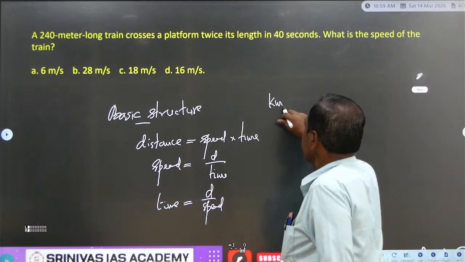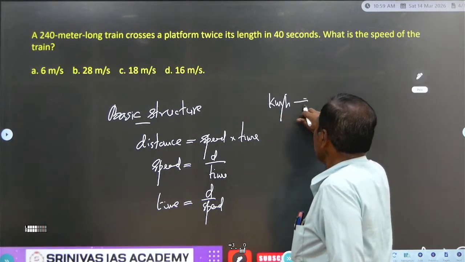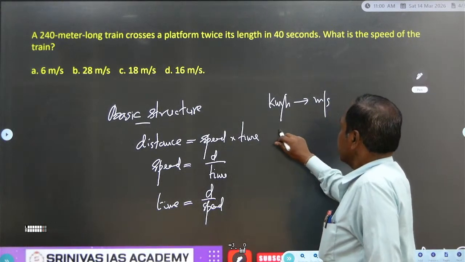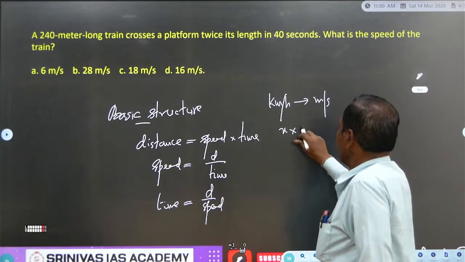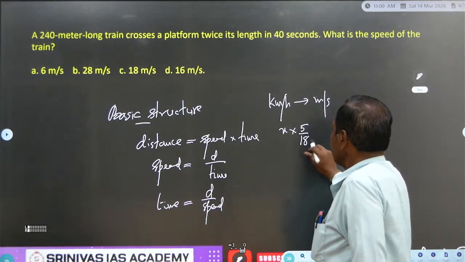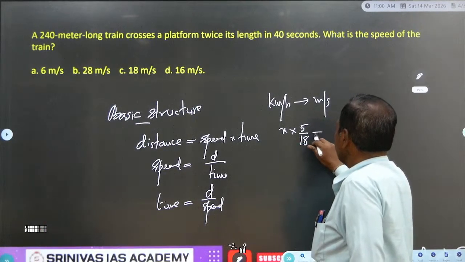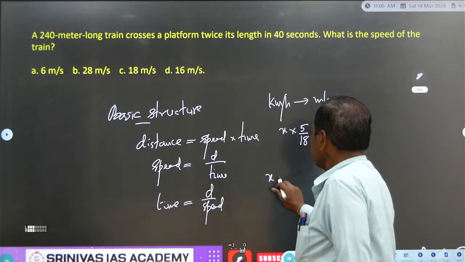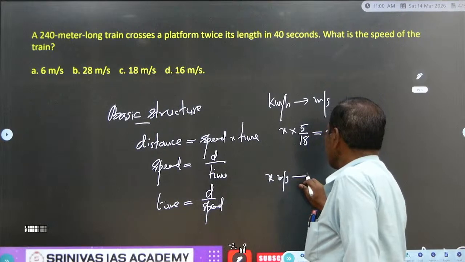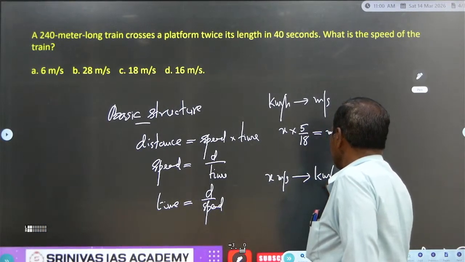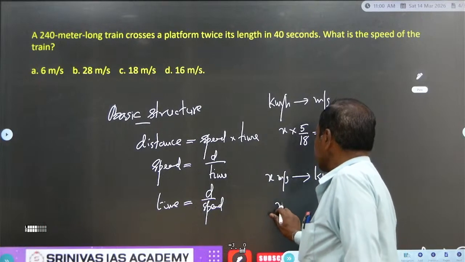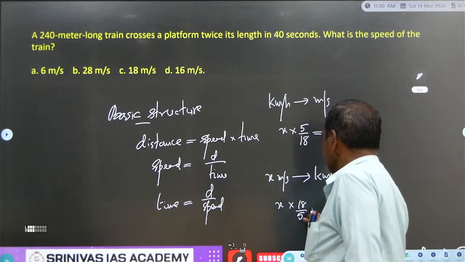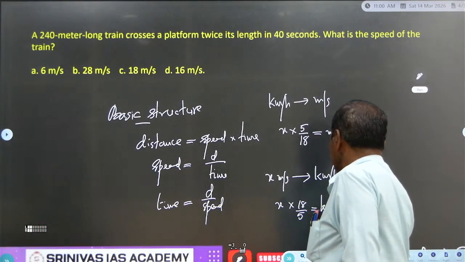Kilometer per hour to meters per second conversion. X kilometers per hour into 5 by 18 gives meters per second. And X meters per second converting to kilometers per hour: reversing the fraction, X meters per second into 18 by 5. You will get kilometer per hour.